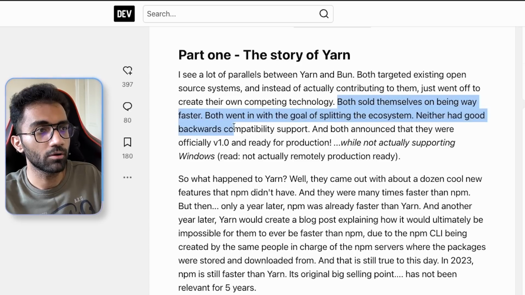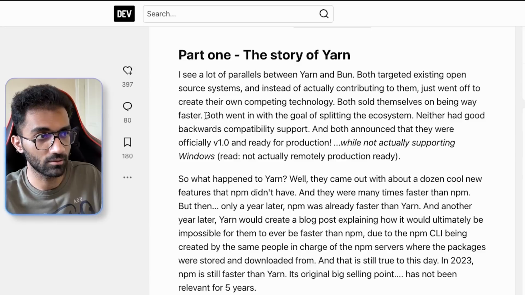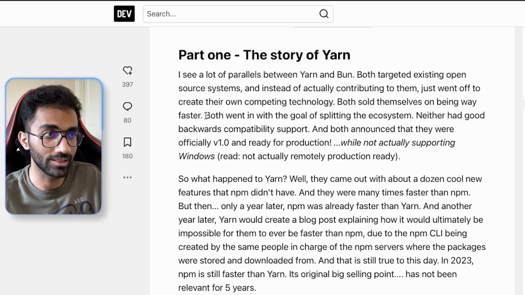Both sold themselves on being way faster. That's true. Bun sells itself a lot. I mean, the whole point of using Bun in a lot of ways is that it's super fast.